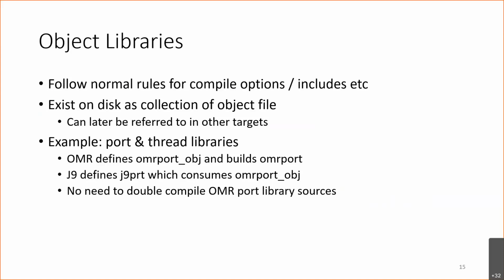So where would you use something like this? Well, in our code, we use it for both port and thread libraries. OMR has both port and thread library, and we define OMR port obj and OMR thread obj, and it would then use those objects again to build its own port and thread libraries. However, J9 wants to add some extra source files to the OMR port and thread libraries. So rather than recompiling all those source files again, it takes the OMR port obj and then uses that list of objects and appends its own set of objects to that to generate the J9 port library.